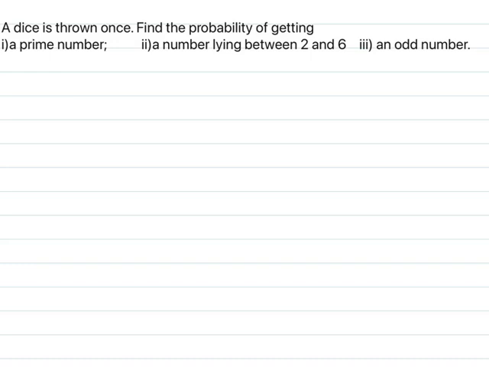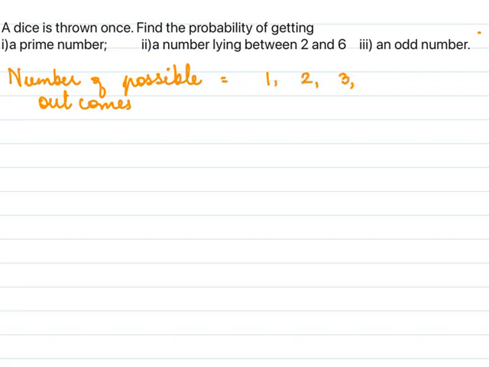A dice is thrown once. Find the probability of getting a prime number, a number lying between 2 and 6, and an odd number. Now, when we have a dice, the number of possible outcomes will be 1, 2, 3, 4, 5, 6. These are the total outcomes, which are equal to 6.